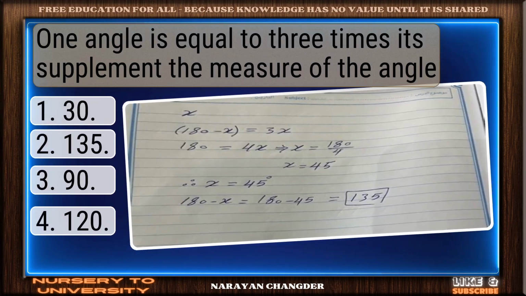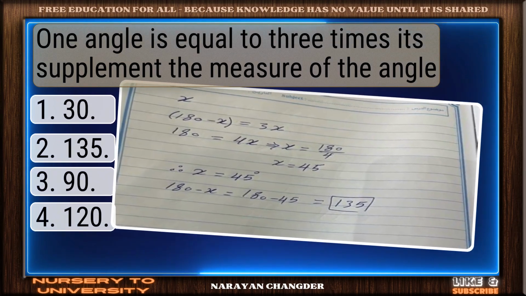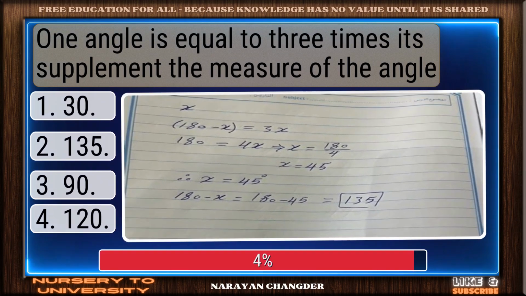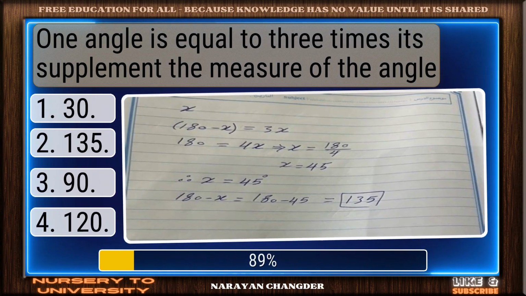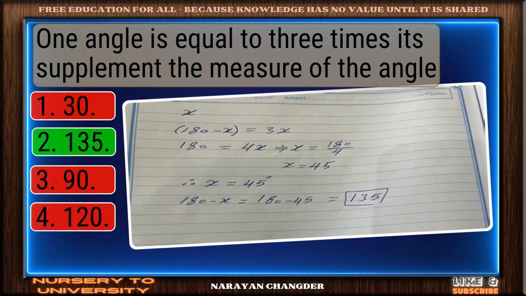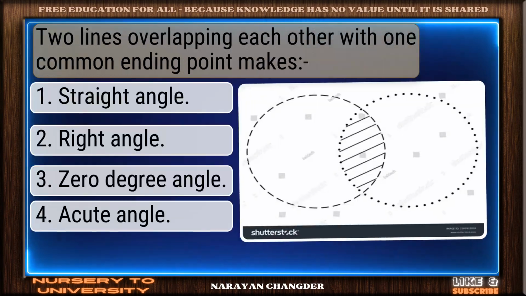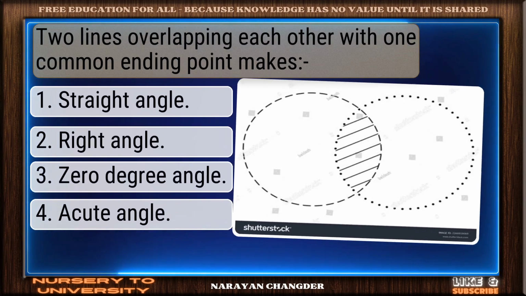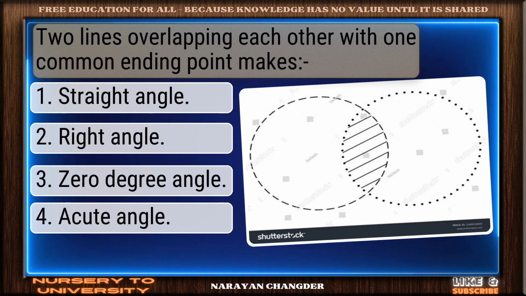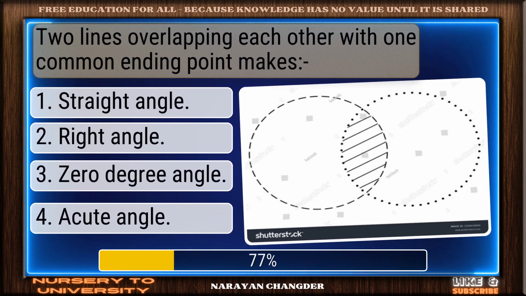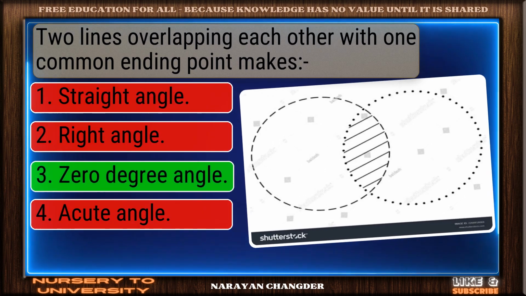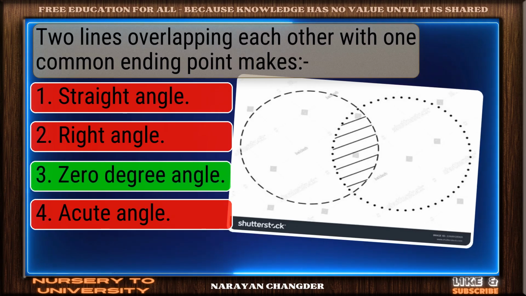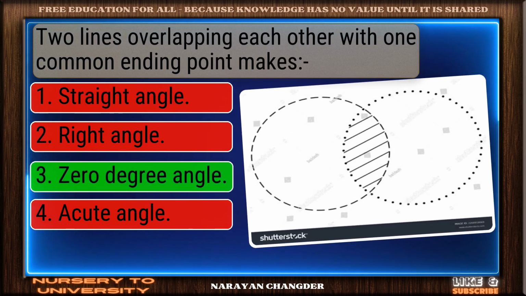Question number 43. One angle is equal to 3 times its supplement. The measure of the angle. Excellent. 135 is a brilliant choice. Question number 44. Two lines overlapping each other with one common ending point makes? Nice selection. 0-degree angle is the correct and valid answer.